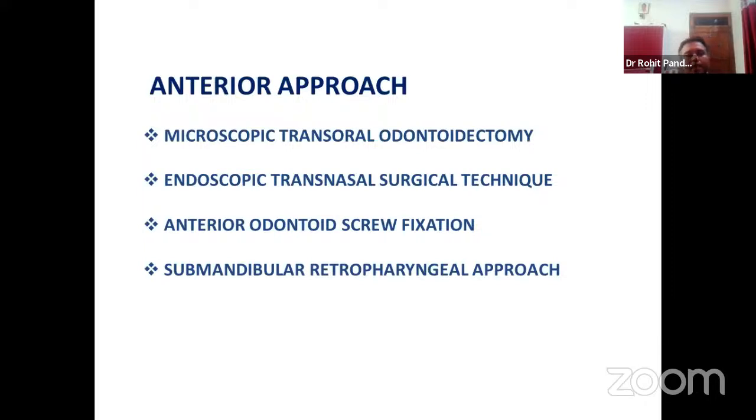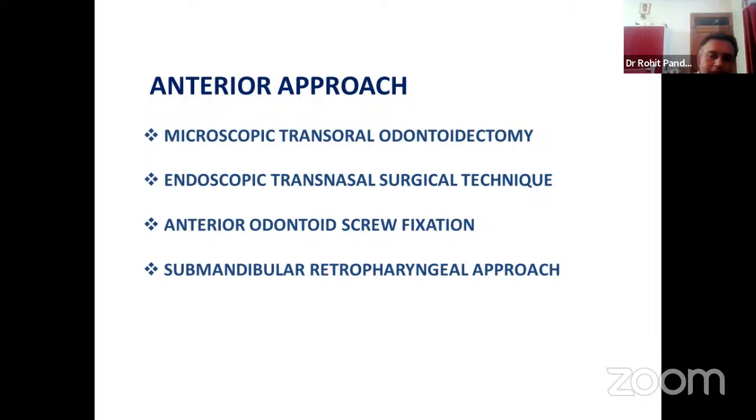So now let's talk about the anterior approaches. In the anterior approaches, as we said, initially severe cases of basilar invagination were dealt with by the technique of microscopic transoral odontoidectomy to decompress the craniovertebral junction, to decompress the cervicomedullary junction. Later on, because it leads to destabilization of the craniovertebral junction, we also have to stabilize the CVJ by posterior approach, which can involve occipitocervical fusion. And in the endoscopic approaches, we have the endoscopic transnasal approach.